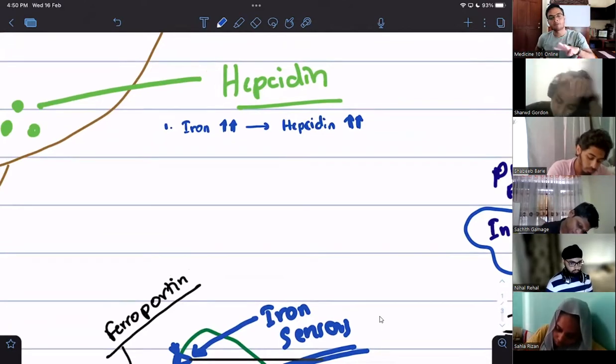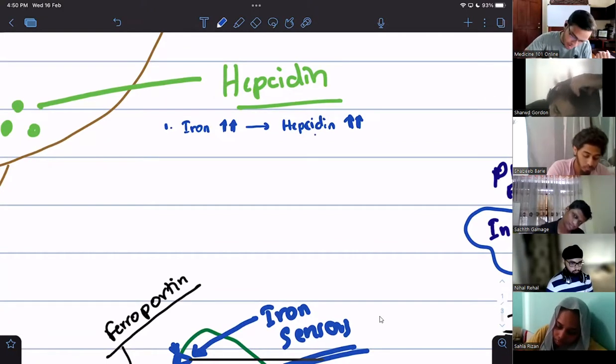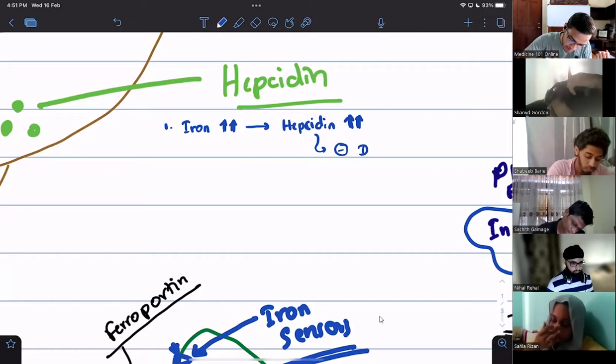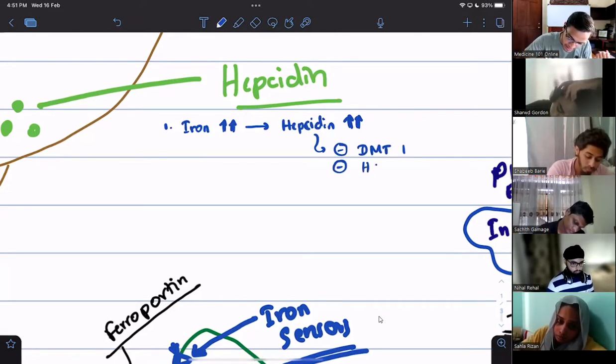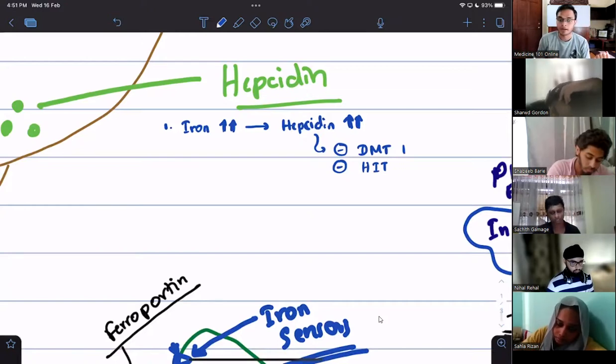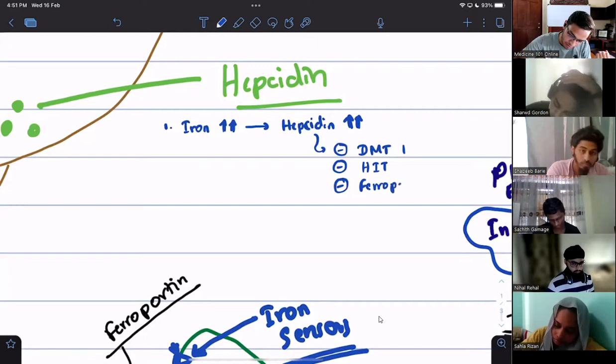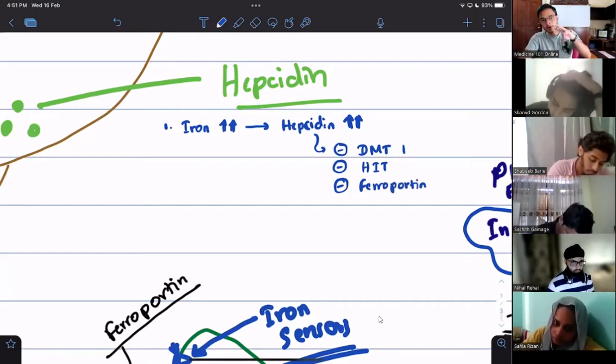What does hepcidin do, guys? It has the power to inhibit all three transporters that we talked about. It can inhibit divalent metal transporter 1. It can inhibit the heme iron transporter. And it can inhibit ferroportin. Hepcidin has the power to inhibit all of these three.